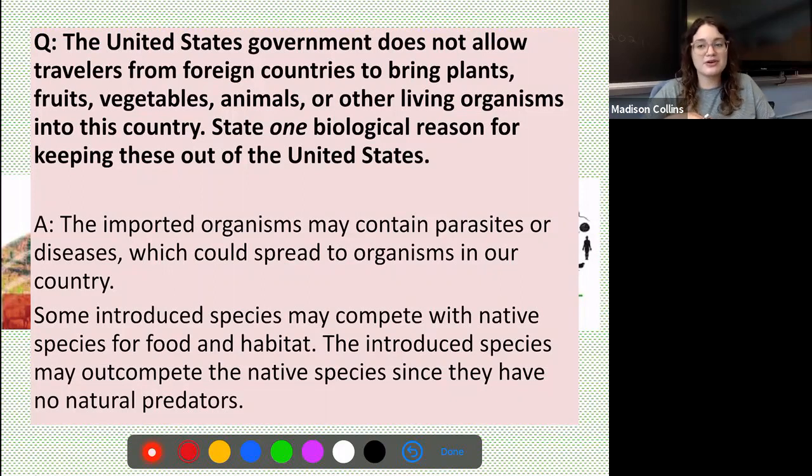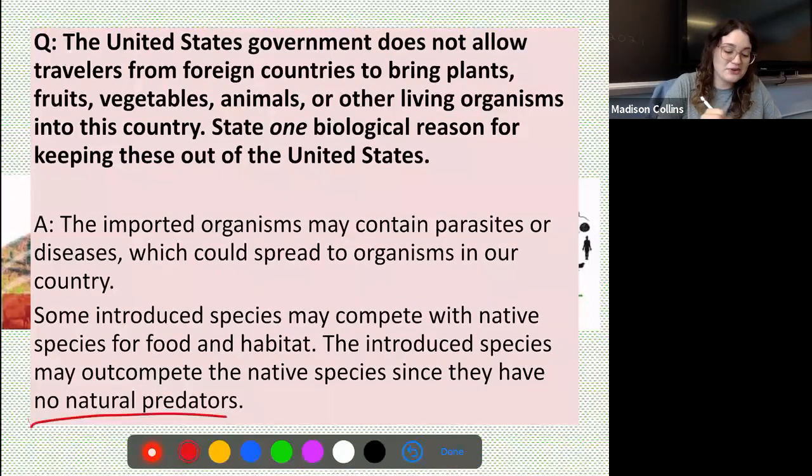We saw what happened when we put rabbits on that island in Australia, okay? Not great for anyone involved. So the same thing could happen here because, again, there are no natural predators for those organisms here.